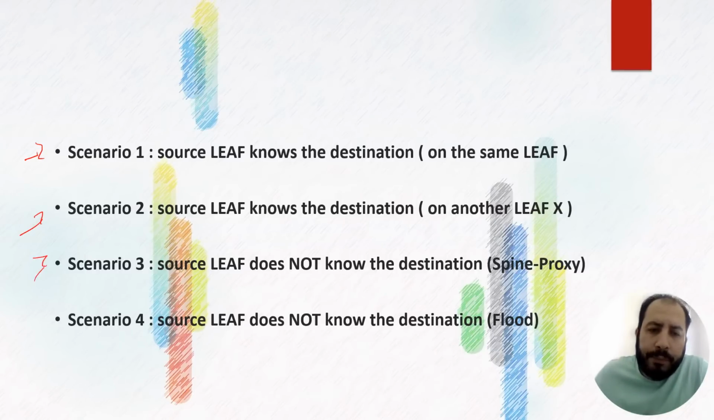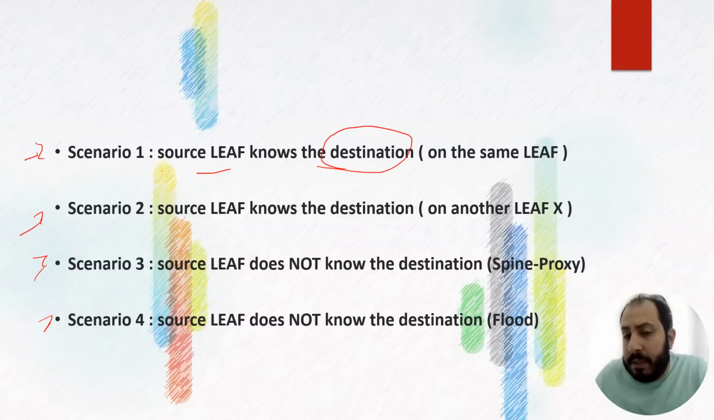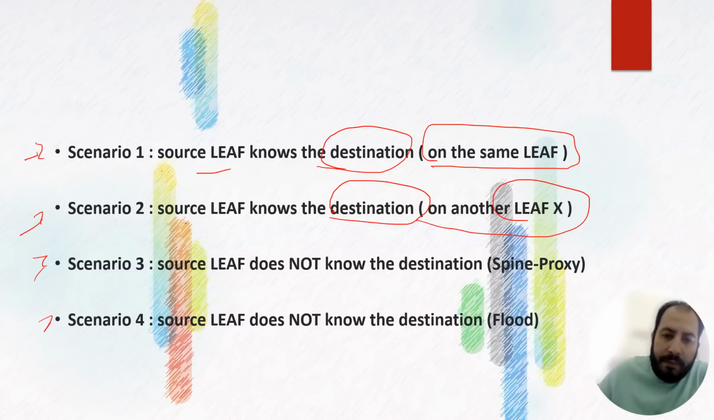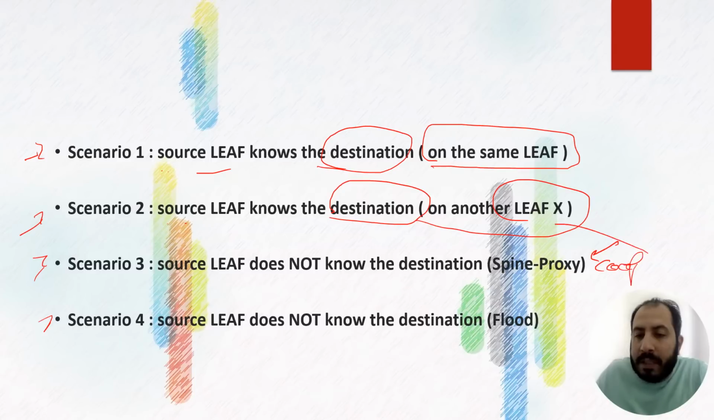The first one: the source leaf knows where the destination is, and it turns out that the destination resides on the same physical leaf. Second scenario: my source leaf knows where the destination is, and it turns out that this destination resides on another leaf. The third scenario: my source leaf does not know the location of my destination, and it will consult the COOP protocol, or the spine here.